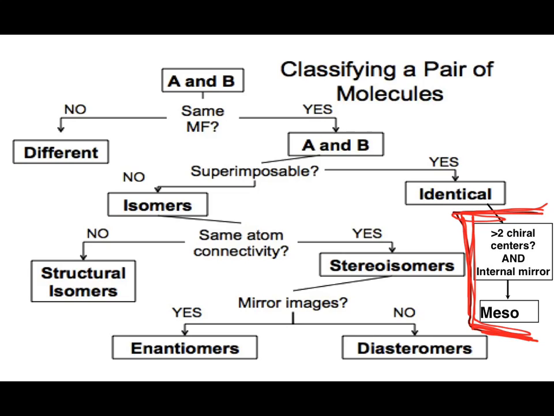So if you come through a pairing of molecules and you think they're identical, evaluate one of those molecules. Okay? If they're identical, it doesn't matter which one you pick. Look to make sure it has at least 2 chiral centers. The next thing is going to be looking for an internal mirror plane. If it has both of those, then it's a meso compound. Okay? If it doesn't, then you're looking at just identical relationships. Does that make sense?